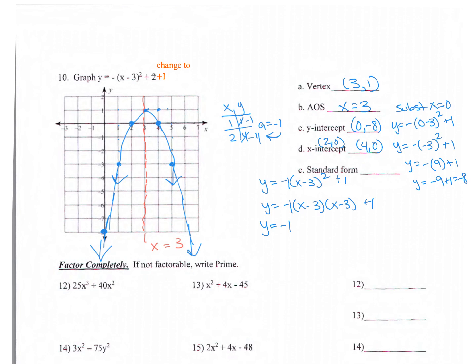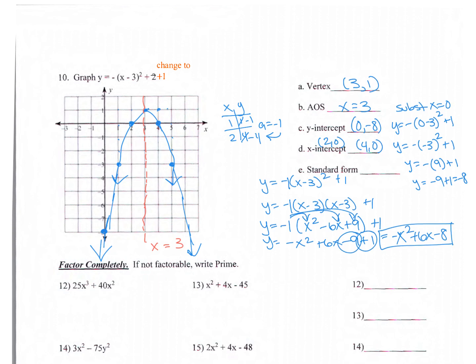So let's go multiply our parentheses first. I get x squared minus 6x plus 9. Again, that's my box or FOIL, (x minus 3) times (x minus 3). So now my next step is to distribute that -1 to each term. I end up with -x squared plus 6x minus 9 plus 1. And so I can't really fit it on the line up there, so I'm just going to write it here. I get -x squared plus 6x minus 8 when I combine my minus 9 plus 1. And that would be my standard form of this equation.